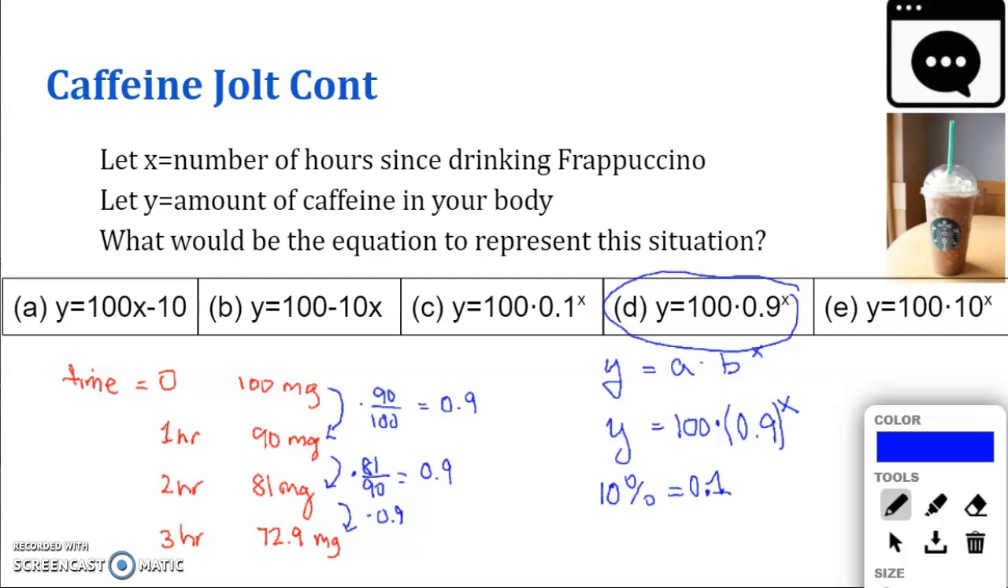Okay, so 90% is really 100% take away 10%. So 90% is the number that we're multiplying by, and that's because we took away 10% from 100%, and that's where the 0.9 comes from. And we do that because we knew that it's exponential decay.